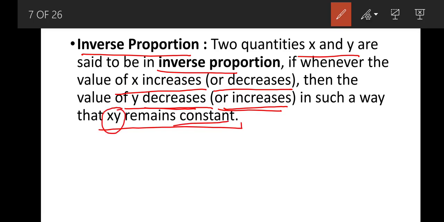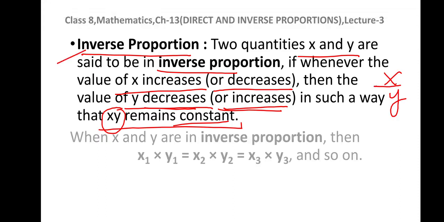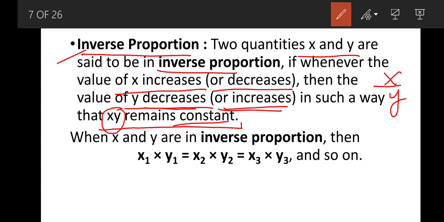As in case of direct proportion, we have seen that x over y, their ratio should remain constant, but in case of inverse proportion, their product should remain constant. So, x and y are in inverse proportion. When x and y are in inverse proportion, then x1 into y1 is equal to x2 into y2 is equal to x3 into y3, and it can extend till xn into yn.